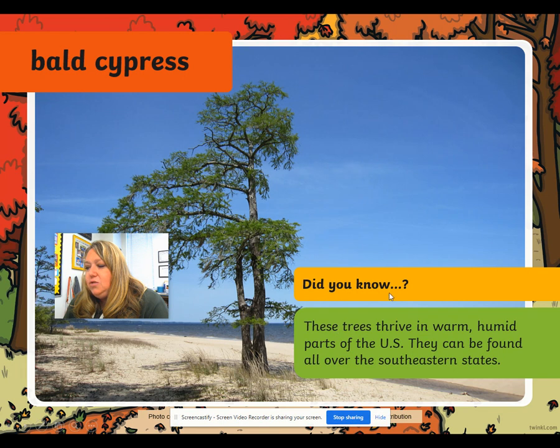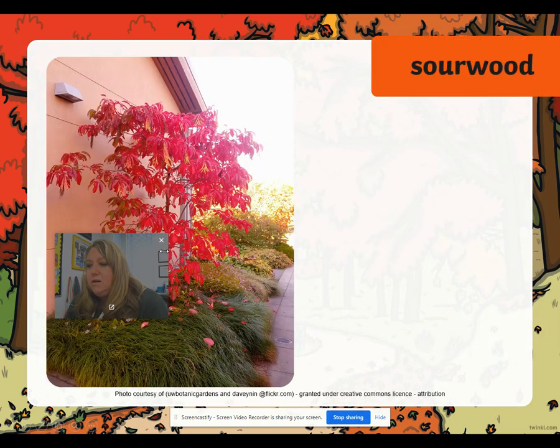It says, did you know that these trees thrive in warm, humid parts of the United States? They can be found all over the southeastern states. And so the southeastern states are states like North Carolina, South Carolina, those areas by the ocean. Okay, so these are warm places and they're humid, which means they get a lot of moisture. So we're probably not going to see a lot of bald cypress trees in our neck of the woods, are we?